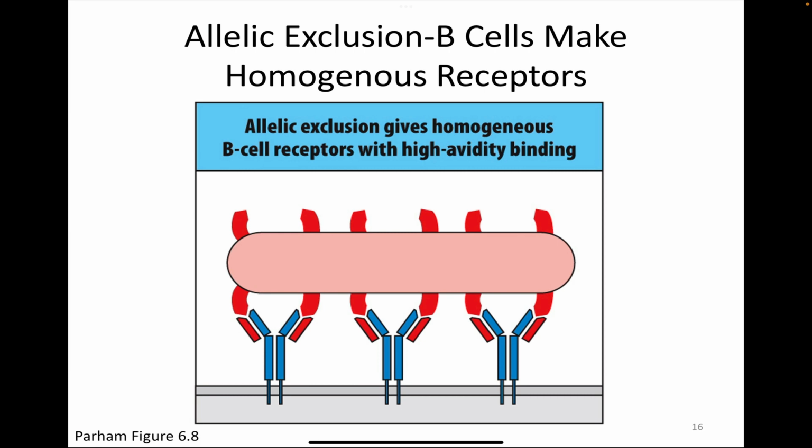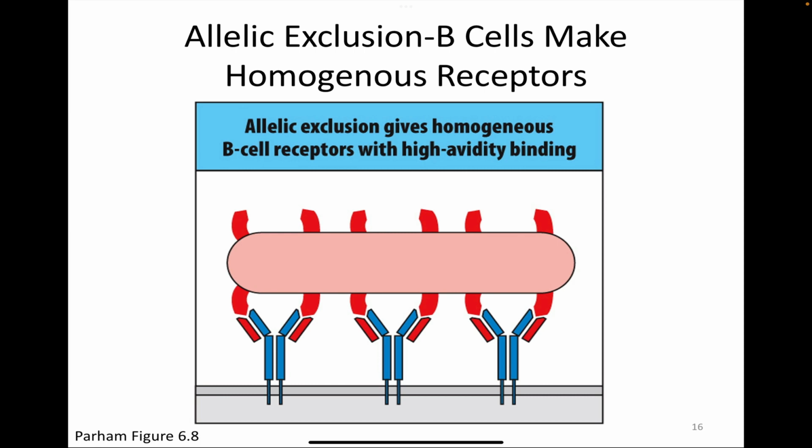It can make this one that has the blue heavy chain with the diagonally binding part and the red light chain with the diagonally binding part. It can make like 1,000,000 copies of that one, but it can only make that one. That's what allelic exclusion is basically telling us. We're getting a B cell with homogeneous receptors and antibodies. So each B cell makes one receptor or antibody type.